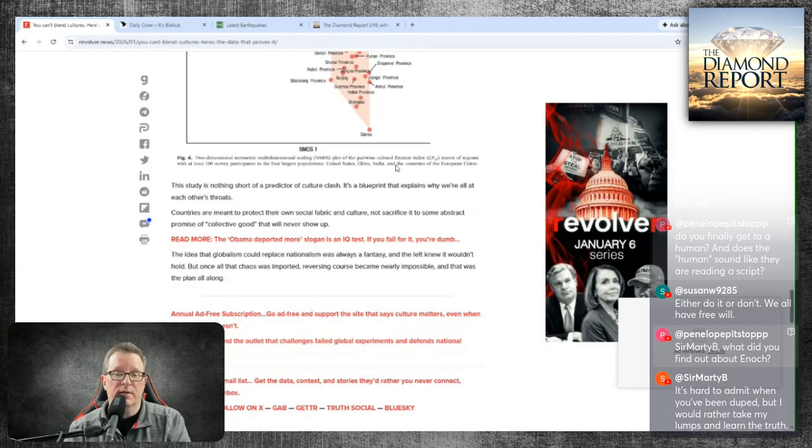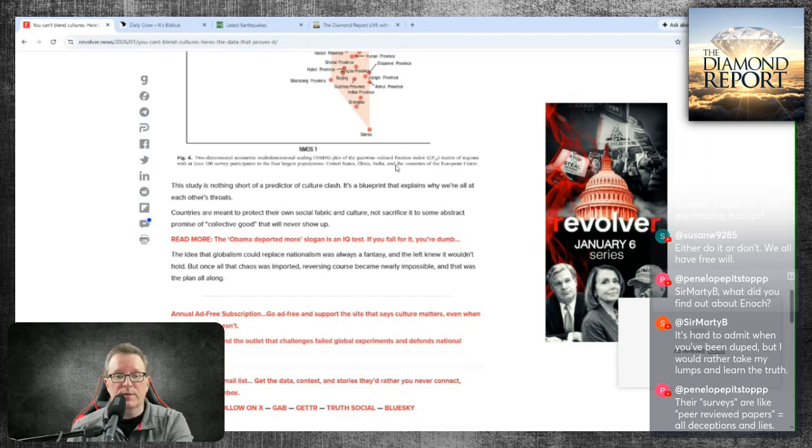Countries are meant to protect their social fabric and culture and not sacrifice it to some abstract promise of collective good that will never show up. The idea that globalism could replace nationalism was always a fantasy, and the left knew it wouldn't hold. But once all that chaos was imported, reversing course became nearly impossible, and that was the plan all along.